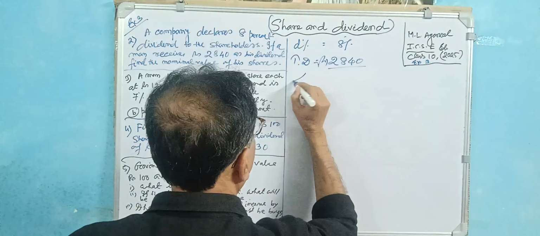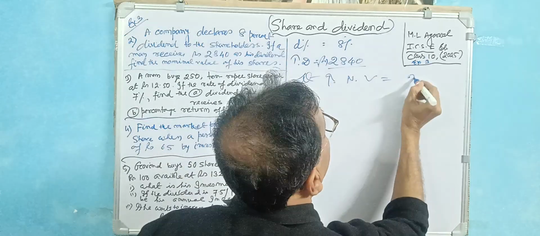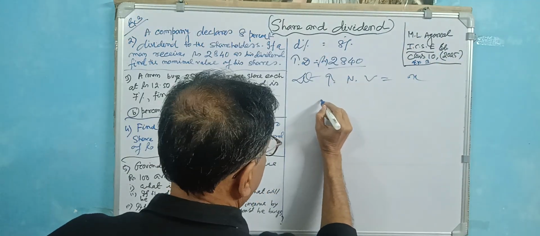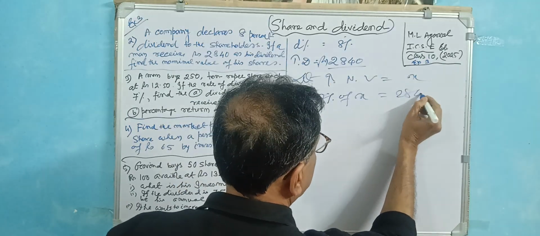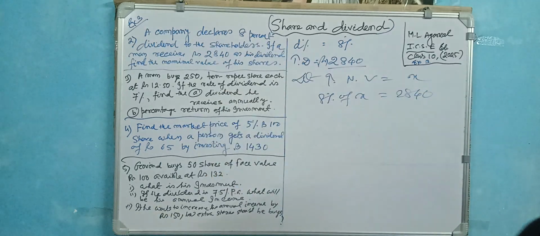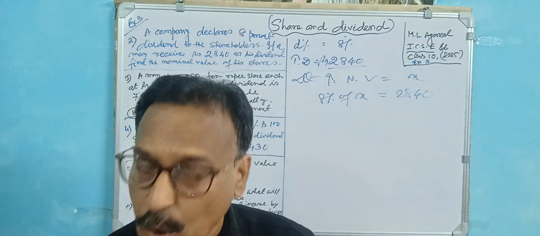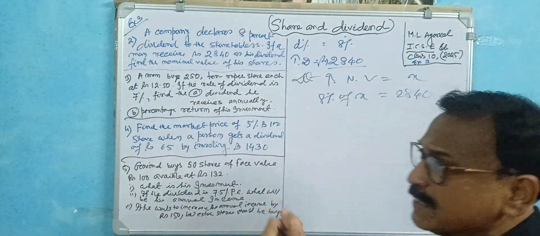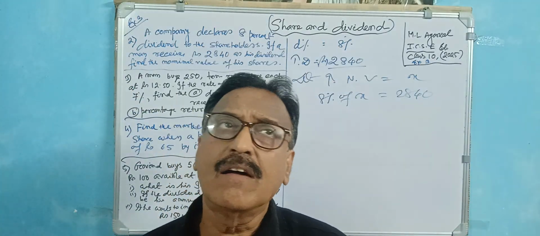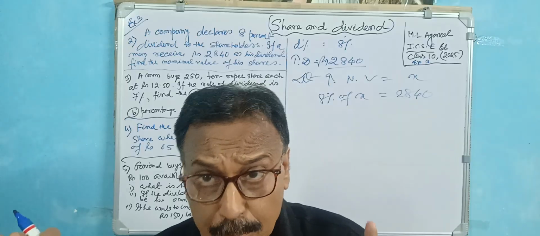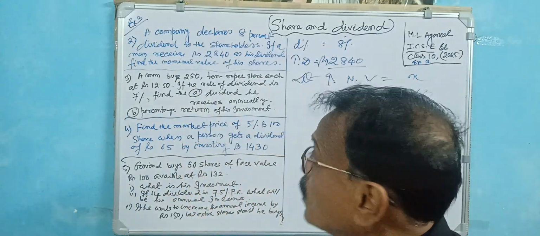So let the total nominal value be X. So what is the equation? 8% of X is equal to 2840. No problem, because you know the dividend is calculated on the nominal value. The nominal value per share may be 100, 200, or 10,000, but the total dividend is calculated on the total nominal value. What is the total nominal value?